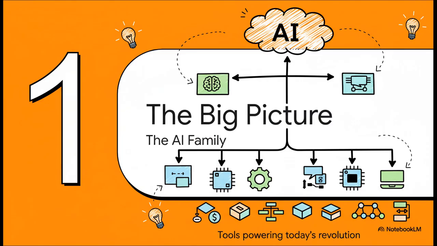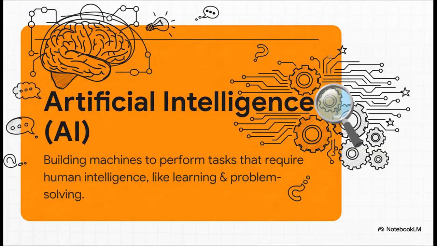All right, first up, let's get this family tree straight. We're going to define all these key terms and literally build a map so you can see how they all relate. We'll start with the biggest, most general ideas and then drill all the way down to the really specific tools that are powering today's AI revolution. So let's start at the very top with the head of the family, artificial intelligence, or just AI.